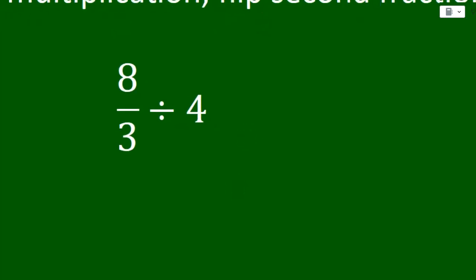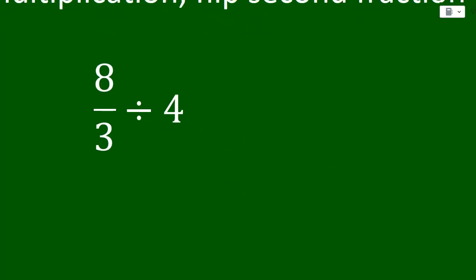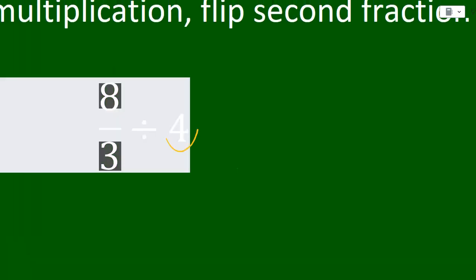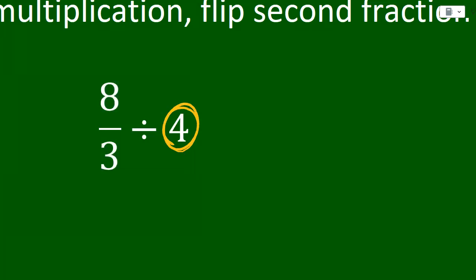8 over 3 divided by 4. Again, we have an improper fraction, 8 over 3. Totally fine. Division, so we know we're going to keep change flip. And then we have a whole number, 4. Okay, don't forget about what we do with whole numbers. We just put them over 1 when we're dealing with fractions.